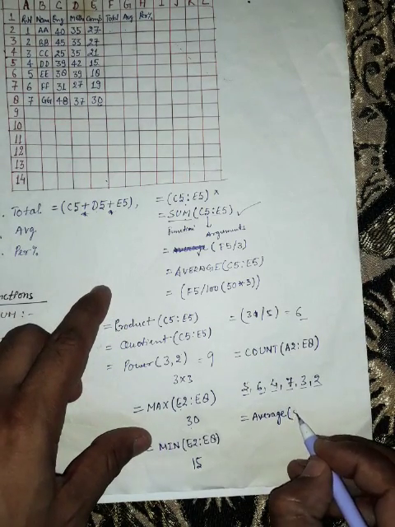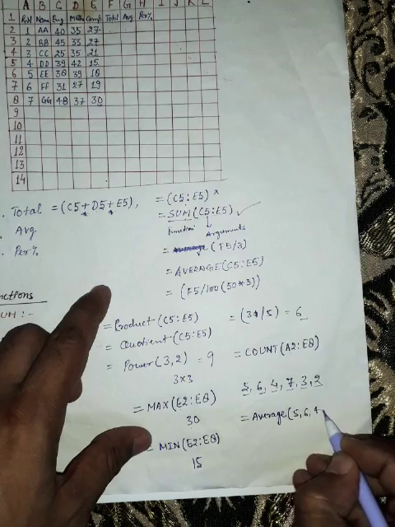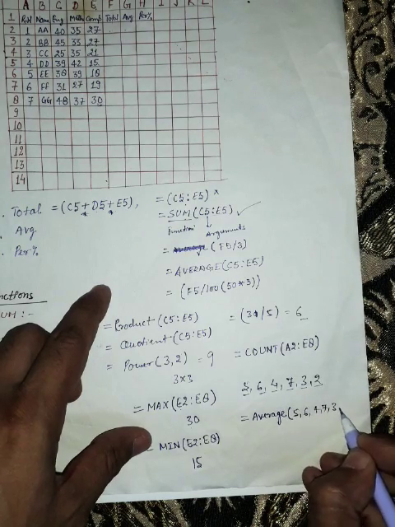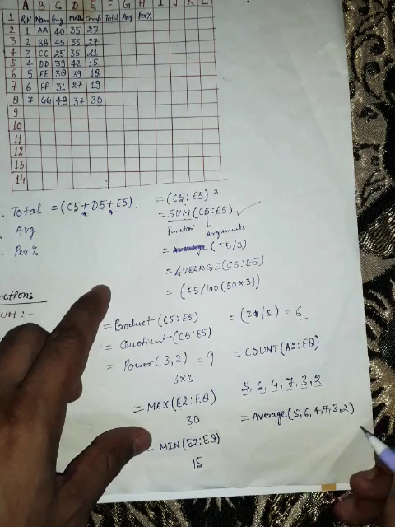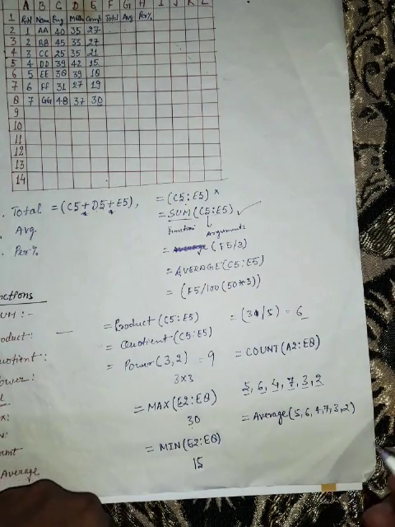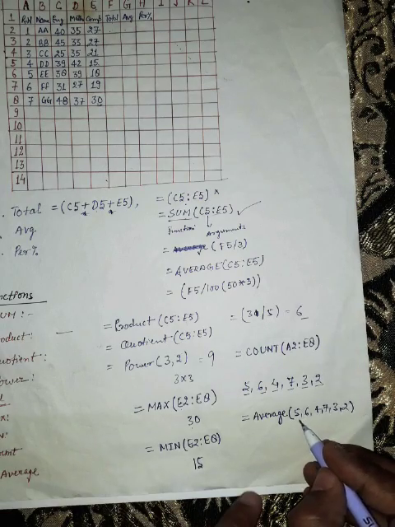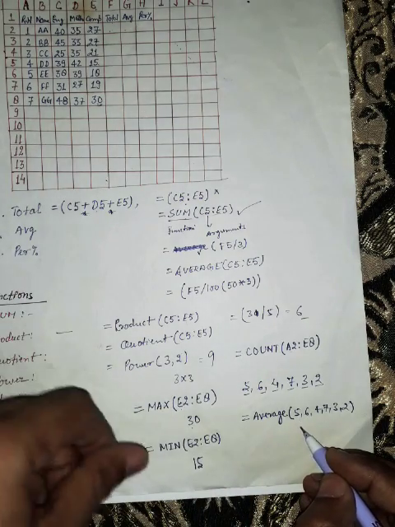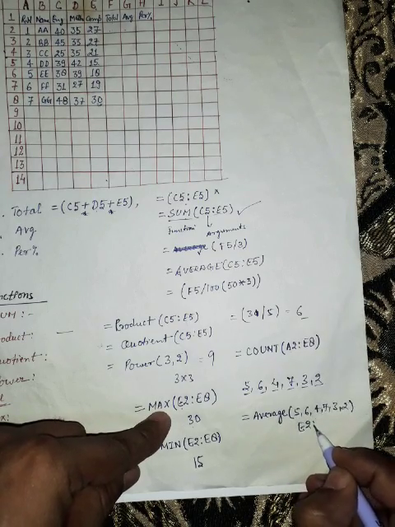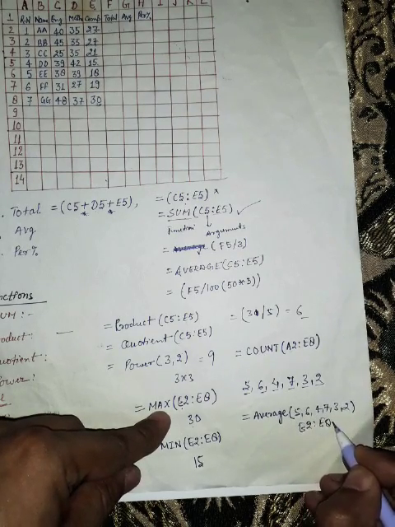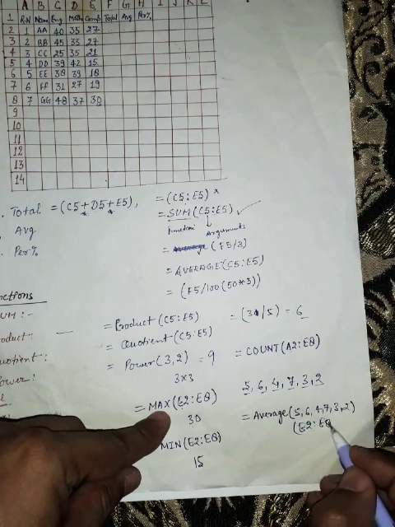So like here 5, 6, 4, 7, 3, 2, you have entered the numbers here, and when you press enter you will get the average of your numbers. So like this you can directly write the cell address here, like E2 till E8, if you want to get the average of your subject numbers.